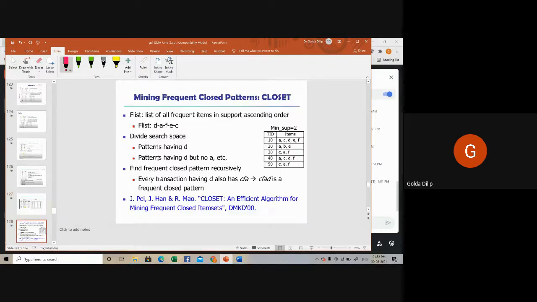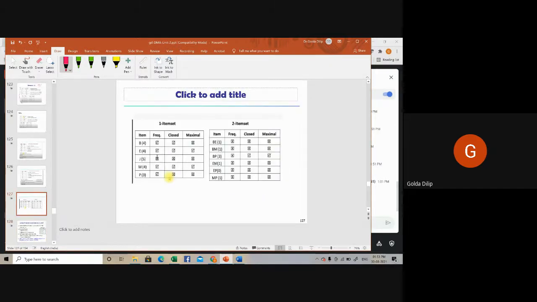Finally, this is what you're supposed to be getting. Are your answers matching with this? Any doubts in anything? Any of the steps? Are you all getting this answer? Did anybody get this answer?